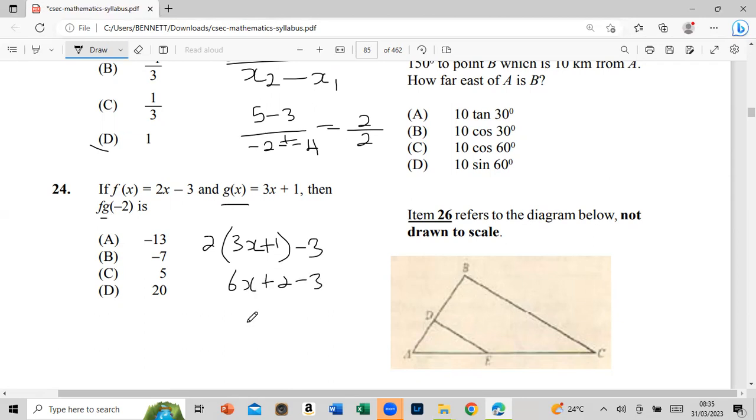So boom, that's going to give you 6x. This will work out to negative 1, since the 3 is bigger. Alright, let's plug negative 2 into the formula now. 6 times negative 2 minus 1. So that's negative 12, minus 1. So that's negative 13.